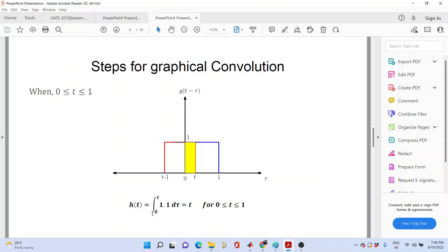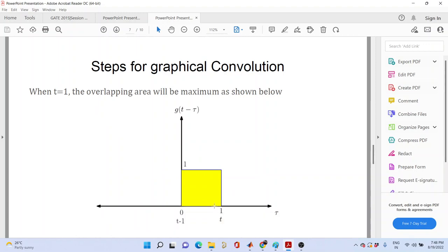So how to find it? From 0 to t, the value of g(tau) is 1, and the value of g(t minus tau) is also 1, into d tau, which becomes equal to t. So h(t) is t from 0 to 1, which means the overlapping area is actually increasing as we move from 0 to 1.